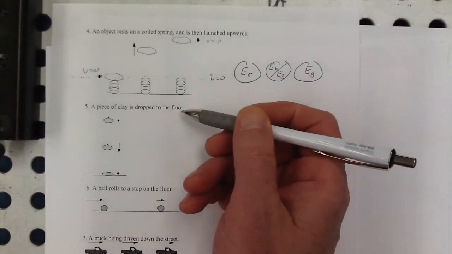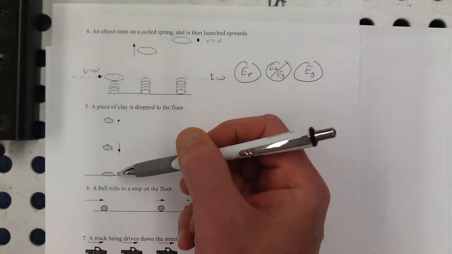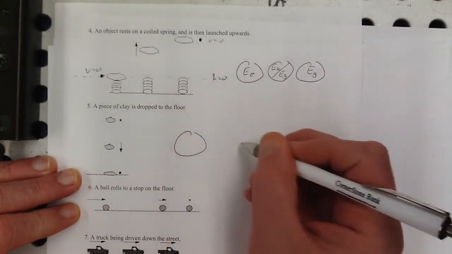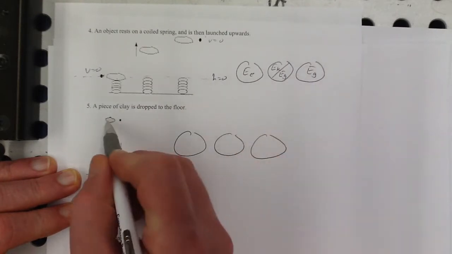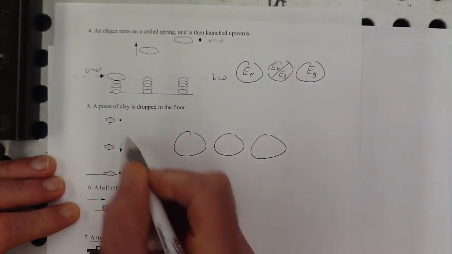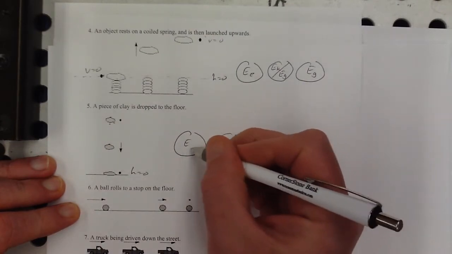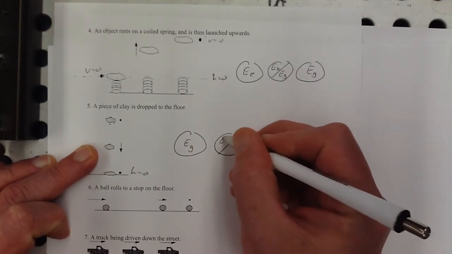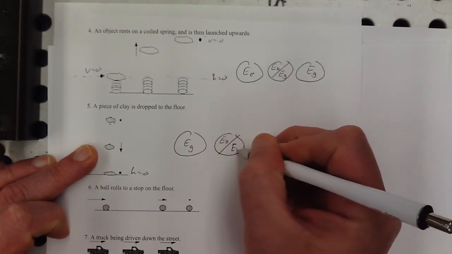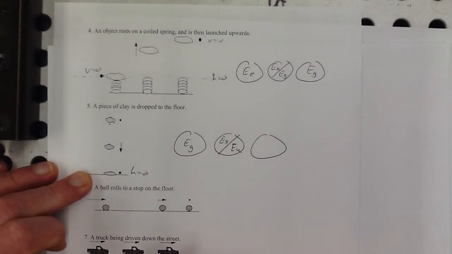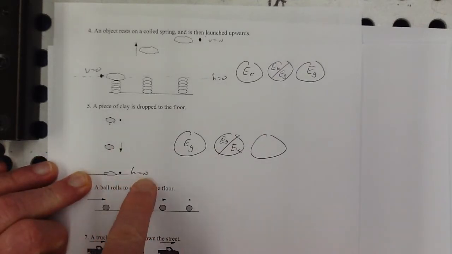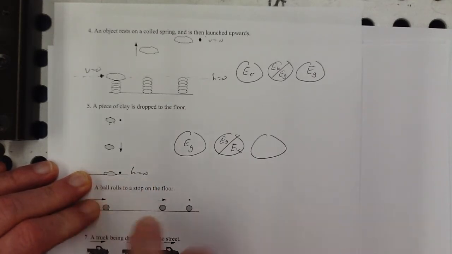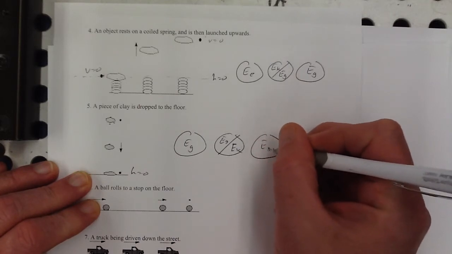Okay, a piece of clay is dropped onto the floor, so it's falling, falling, and then splat. So let's see. Here we'll call that the 0 height. This is maximum height. It's not moving yet, so that's all EG. Now here we're halfway down, so maybe it's about half and half EG and EK. And then splat, it hits the ground, so it's at height 0, so no gravitational potential energy. It's not moving, so no kinetic energy, so it must all be dissipated.